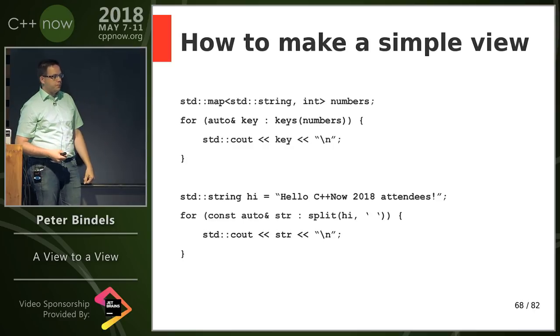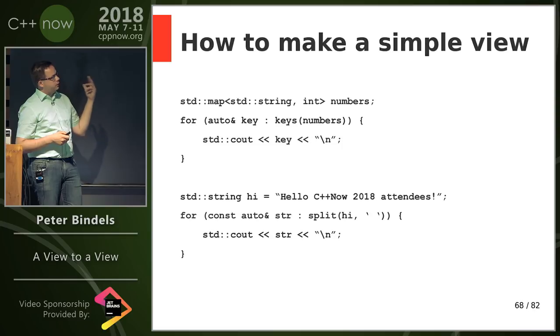Vittorio? Would it be undefined behavior if the thing you pass the keys is an R value? It would not be undefined behavior as far as I know. But I'm looking at the compiler people. As far as I understand, it would be range extended for the entire for loop.